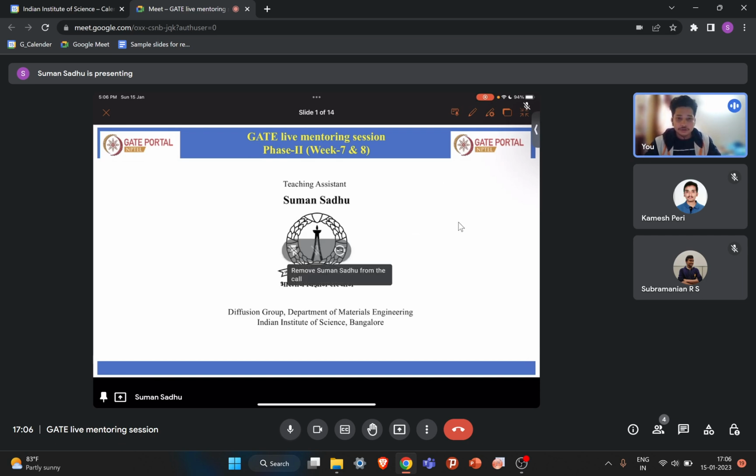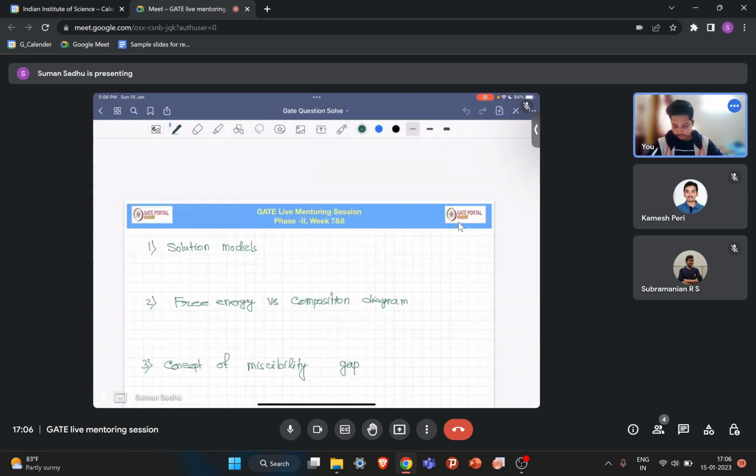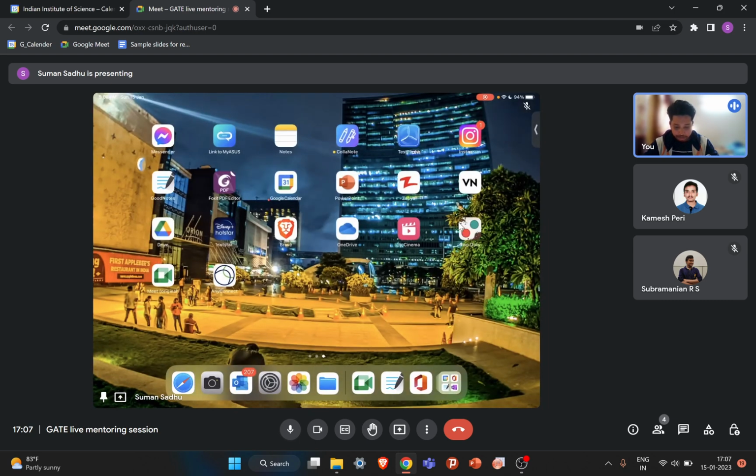Today I will cover a few concepts. First will be the solution model. Different solution models we will cover here, like the ideal solution model and the regular solution model. Then we'll talk about the free energy versus composition diagram, and then we'll move to the concept of miscibility gap. We'll also solve a few questions.